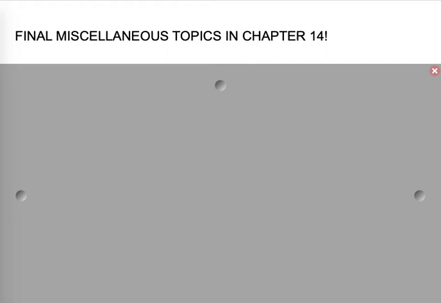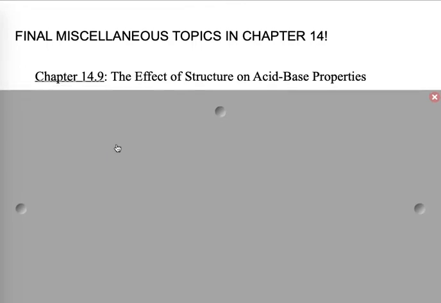In this final video from Chapter 14, I want to cover a few miscellaneous topics from 14.9 to 14.11, kind of sweeping up the debris at the end of the unit. So, in Chapter 14.9, we'll talk about the effect of structure on acid-base properties. Most of the acids we've looked at, pretty much all of them actually, are molecular compounds, and the question is, how does the molecular structure of the acid influence the relative strength of it as an acid?